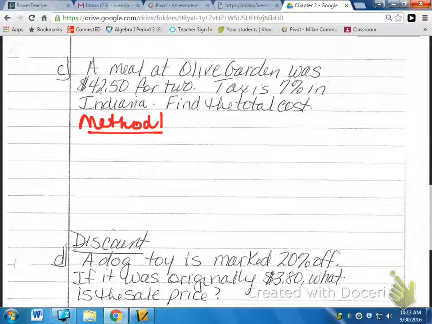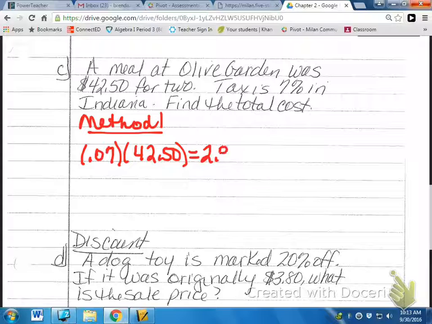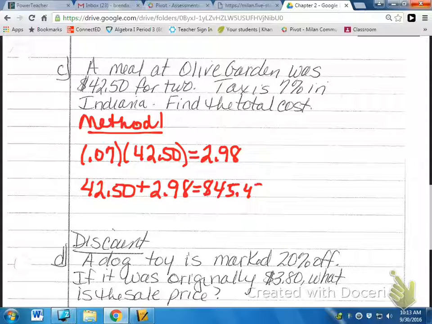So 7% of tax on the $42.50. So you would take 7%, in other words, 0.07 times $42.50. That would give you $2.98. That's how much tax would be on $42.50. Then you would take $42.50 and add the $2.98. So your total bill would be $45.48. And there's nothing wrong with that method.